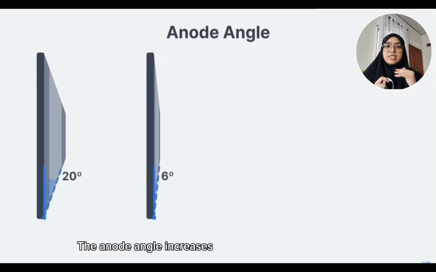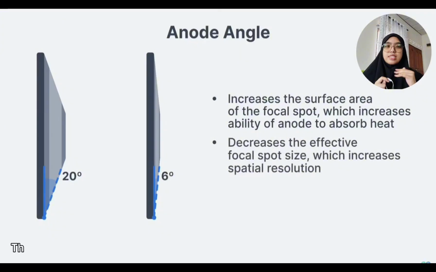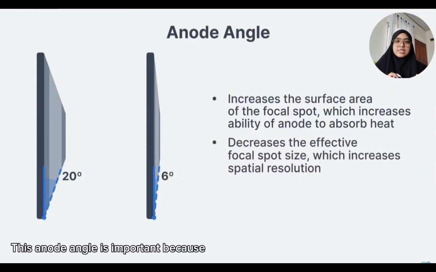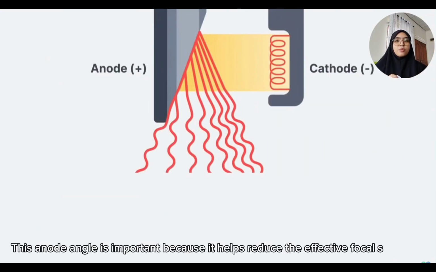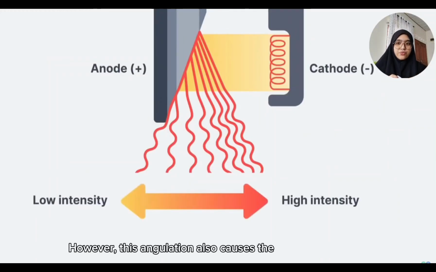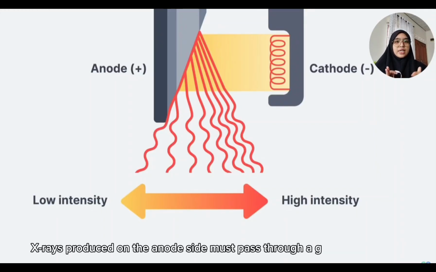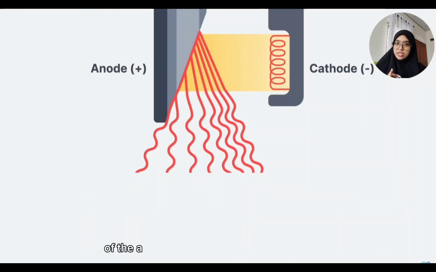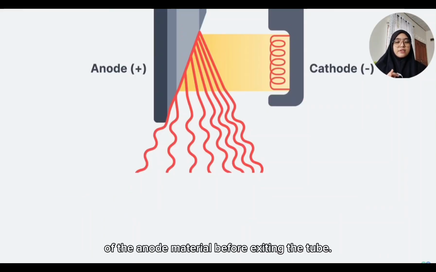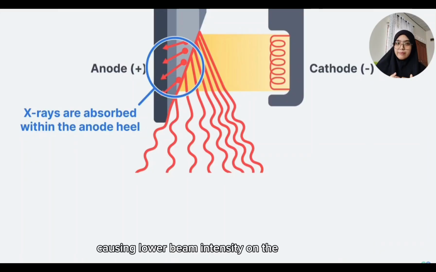The anode angle increases the surface area of the focus point, which increases the ability of the anode to absorb heat. This anode angle is important because it helps reduce the effective focal spot size. However, this angulation also causes the anode heel effect. X-rays produced on the anode side must pass through a greater thickness of the anode material before exiting the tube. As a result, more X-ray photons are absorbed within the anode, causing lower beam intensity on the anode side.